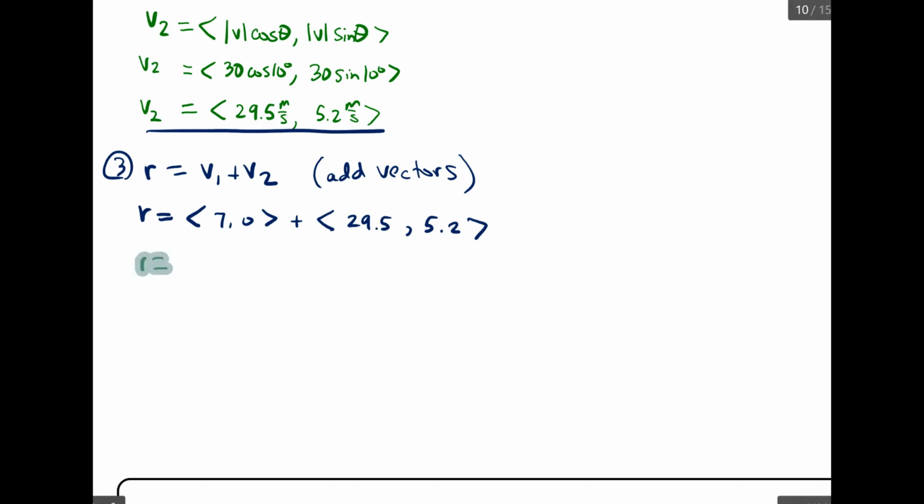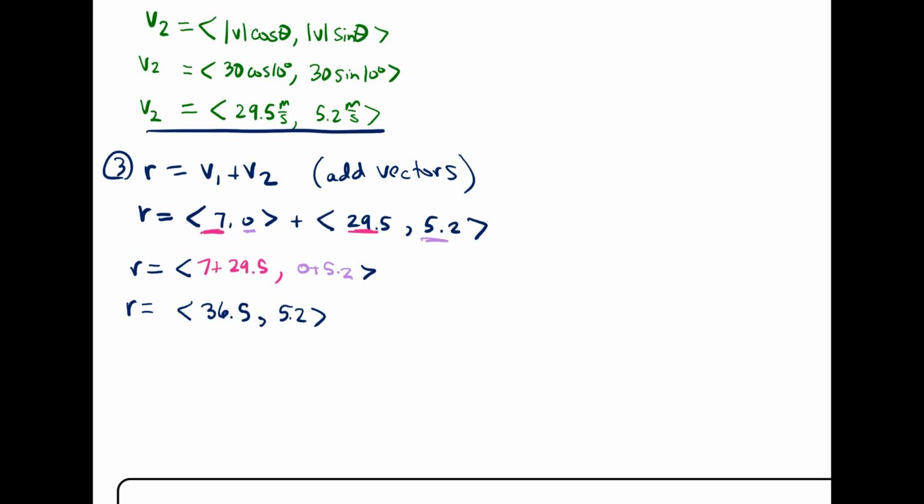Okay. So you add the corresponding parts. You add your x's together, so that's 7 plus 29.5, and you add your y's together. Your y's are 0 and 5.2. So I find my resulting vector is going to be 36.5, comma, 5.2. Okay, so are we done? Because what we're trying to find is the resultant speed and direction of the kick. I have the x and y component of the resultant, not the actual length.